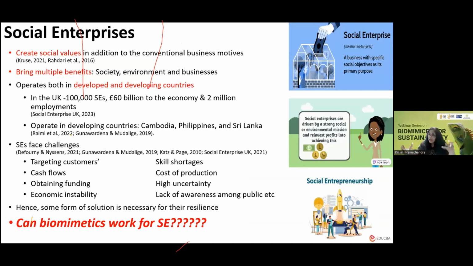And if we take some notes across the globe, social enterprises are operating in both regions, the developed world as well as the developing world. For example, in the UK there are around 100,000 social enterprises, and they are contributing significantly, around 60 billion pounds sterling. Not only that, they contribute 2 million jobs, which is huge in the UK economy.